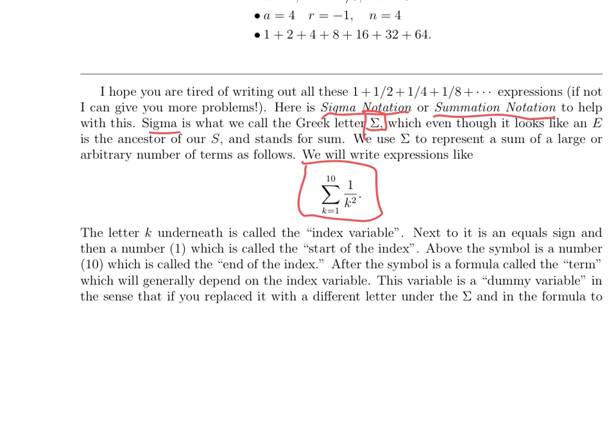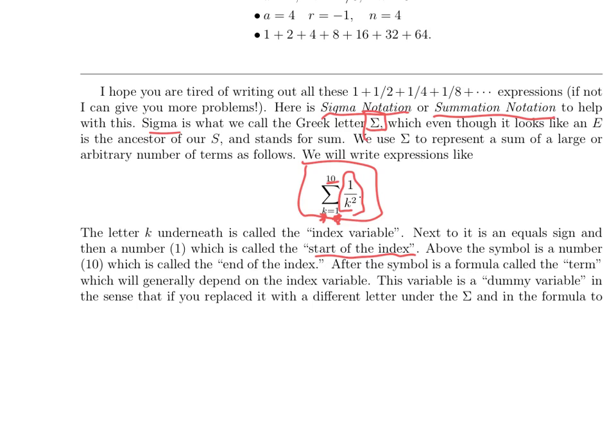And then let me talk you through all this decoration around it. It will always have on the bottom a variable equals a number. That variable is the index variable, and the thing next to it is the start of the index. So here the index variable is k, and the index starts at 1. Up at the top, that number is called the end of the index. So here the index runs from 1 to 10. And after the summation sign, there is a formula, an expression that usually involves the index variable. In this case, the expression is 1 over k squared. And that's called the term.